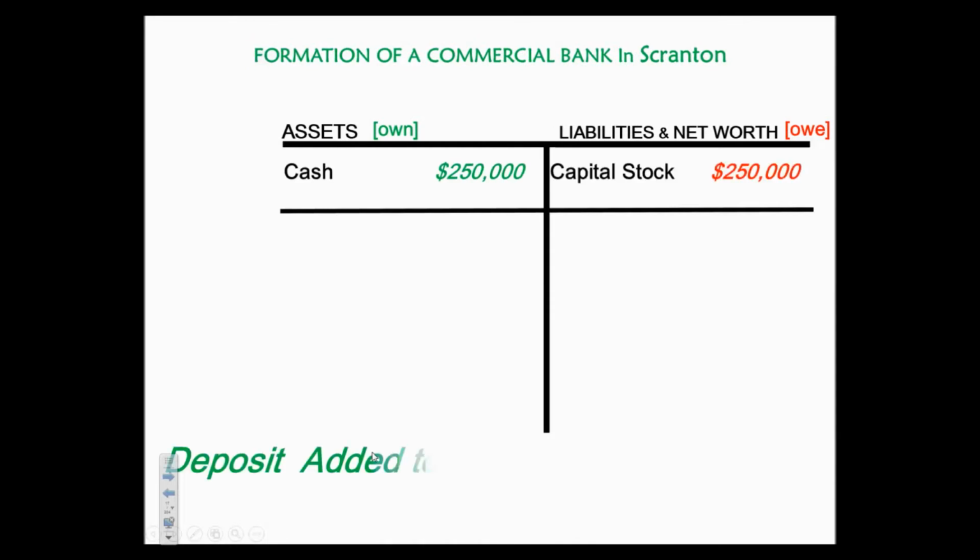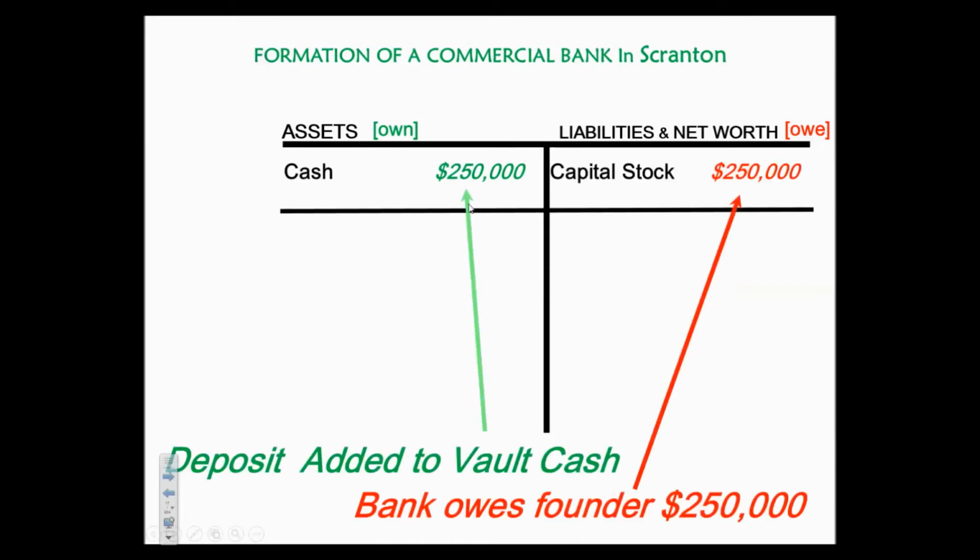All right. The bank accounts for the cash right here as an asset, because if they're holding it, they own it. But at the same time, they owe their founder $250,000. So if Michael decides to sell the bank, that's basically his capital investment. The bank would have to give him back the money. Everybody got it? All right, cool.